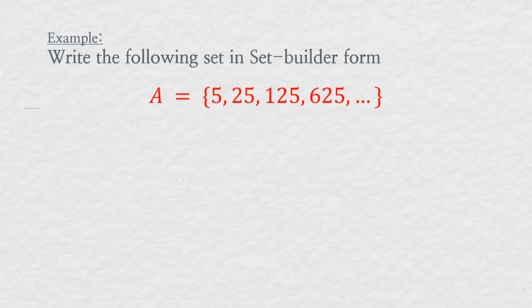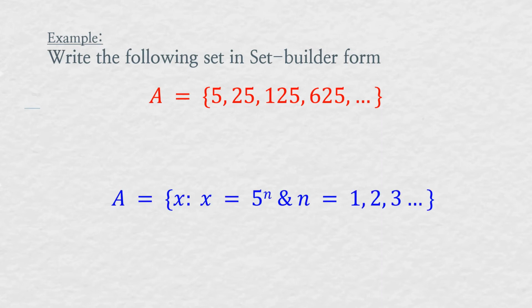We can also convert a set written in roster form to set builder form. For example, the set A shown here has elements 5, 25, 125, 625 and so on. If we look closely, we find that these are elements of 5 to the power n, such as the first element is 5 to the power 1, second element is 5 to the power 2, third element is 5 to the power 3 and so on. So in the set builder form, we can write A is a set of element x where x is equal to 5 to the power n and n ranges from 1, 2, 3 and so on.